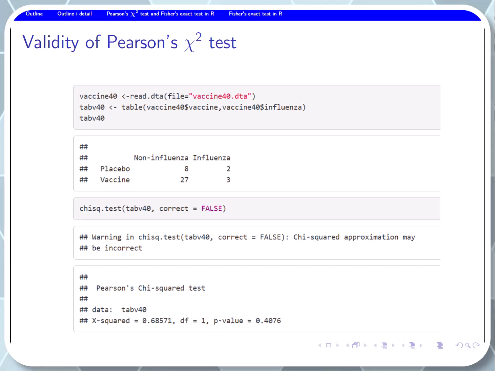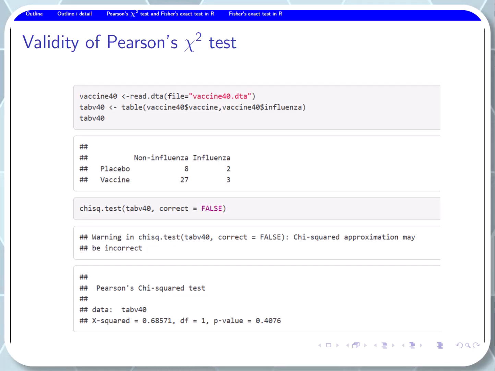Validity of Pearson's chi-square test. The first and the third box are command lines in R. The second, fourth, and fifth box are output after running the command lines. Again, the original data was made in state format. Therefore, the first line in the first box reads the dataset in state format into R. The second line organizes the data as a table. The third line shows how the table looks.